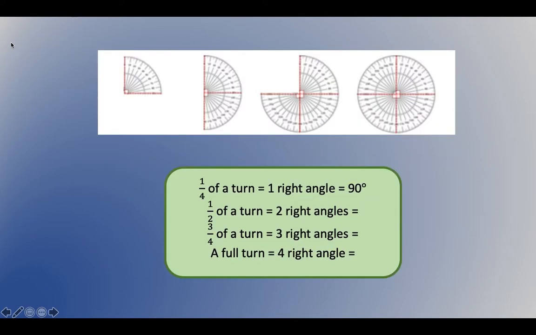Now just a quick recap. In a quarter of a turn or one right angle there are 90 degrees. In half a turn or two right angles, here where my mouse is, you can see there are 180 degrees, and in three quarters of a turn, so three right angles, so 90, 90, 90, there are 270 degrees, and a full turn there are 360 degrees. So we need to bear in mind that all around one point there are 360 degrees.